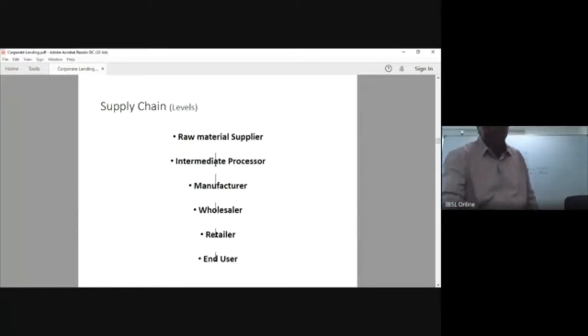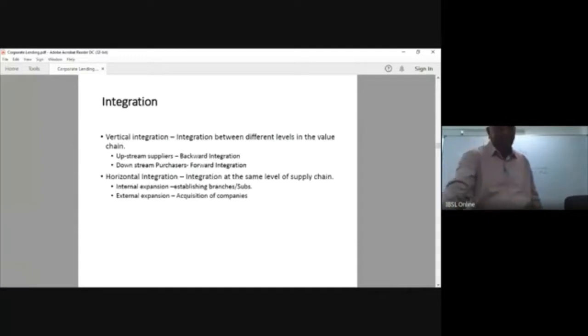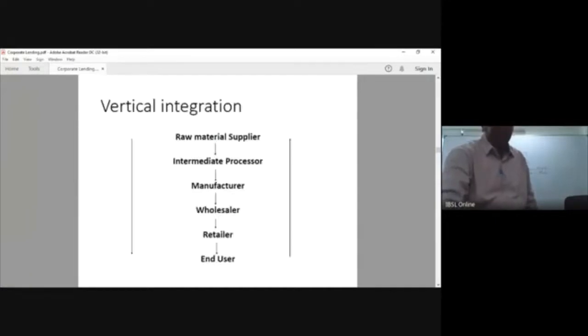Now we move on. So this is how you can see backward integration and forward integration. Then this is the vertical integration: raw material supplier, intermediate processor, manufacturer, wholesaler, retailer. Now the manufacturer is going backward as intermediate processing, going forward as wholesaler. So backward and forward integration, we call it vertical integration.